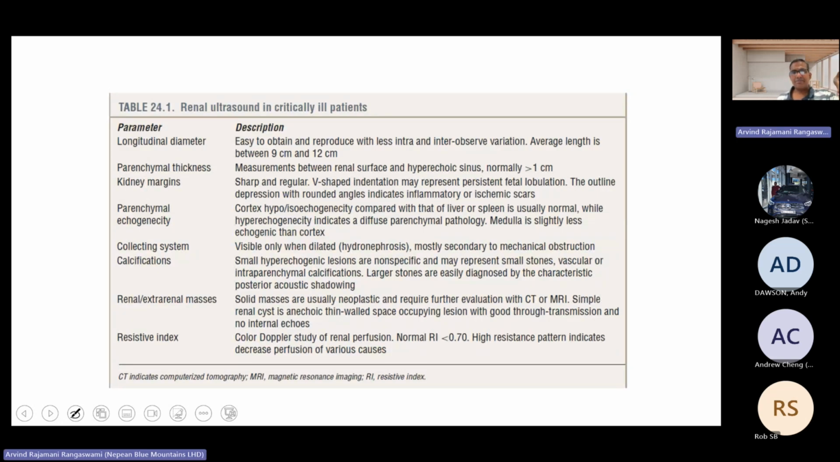So this is a snapshot. I actually don't know where I got it from. Unfortunately, I've not referenced it. But this is a snapshot about the normal parameters for the kidney. Typically, the length of the kidney is around 10 centimeters. The typical parenchymal thickness, which is the measurement from the renal surface to the sinus, is roughly just more than a centimeter. You should have nice regular margins for the kidneys.